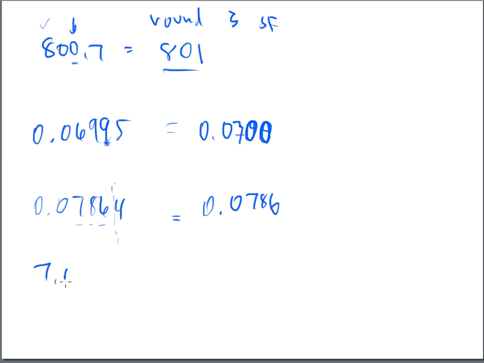And then finally, 7.096. We need to round this to 3 sig figs. So 7 is my first one, 0 and 9, there's my third one. This is where it needs to round to. So the 6 makes the 9 round up to a 0, and that makes that 0 round up to a 1. So 7.10 would be the 3 sig figs that I would need for that measurement.